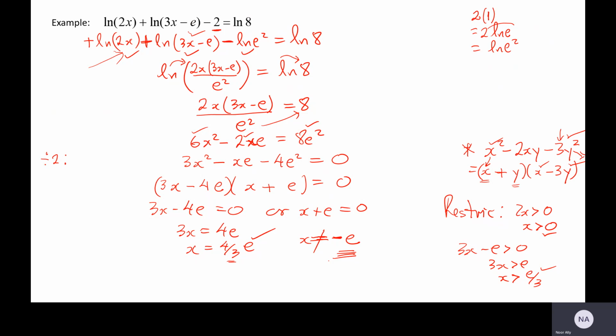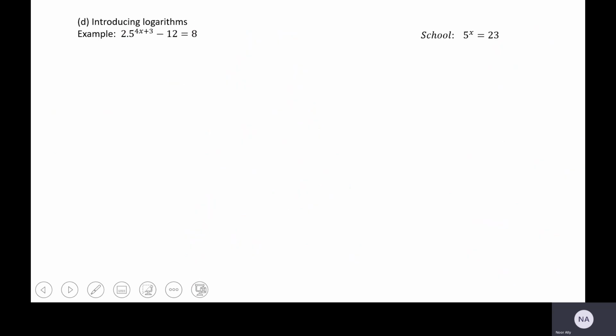Now notice here, I did not write down the value of e. In many, many instances, we leave an answer with e instead of writing out its actual value. So get used to that. Right, and then the next one is where we actually introduce logarithms.